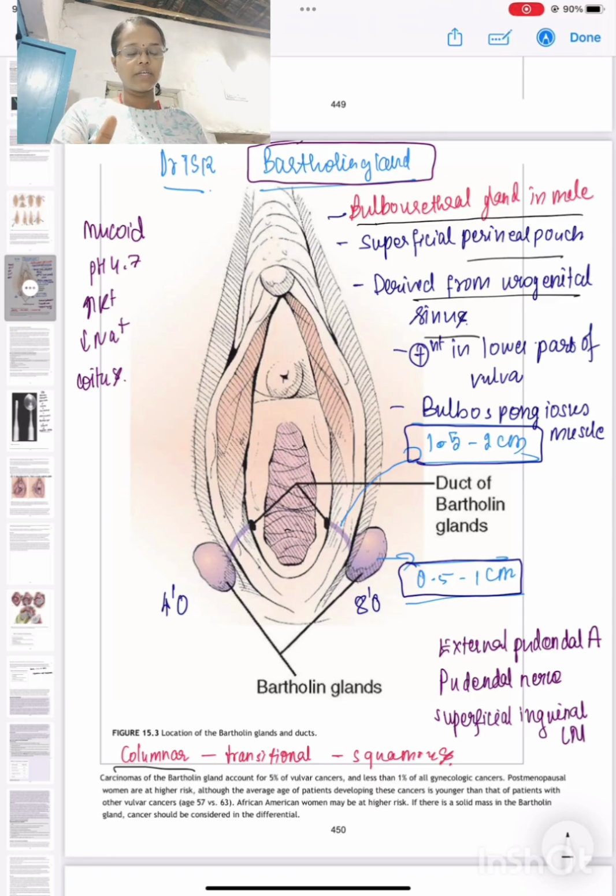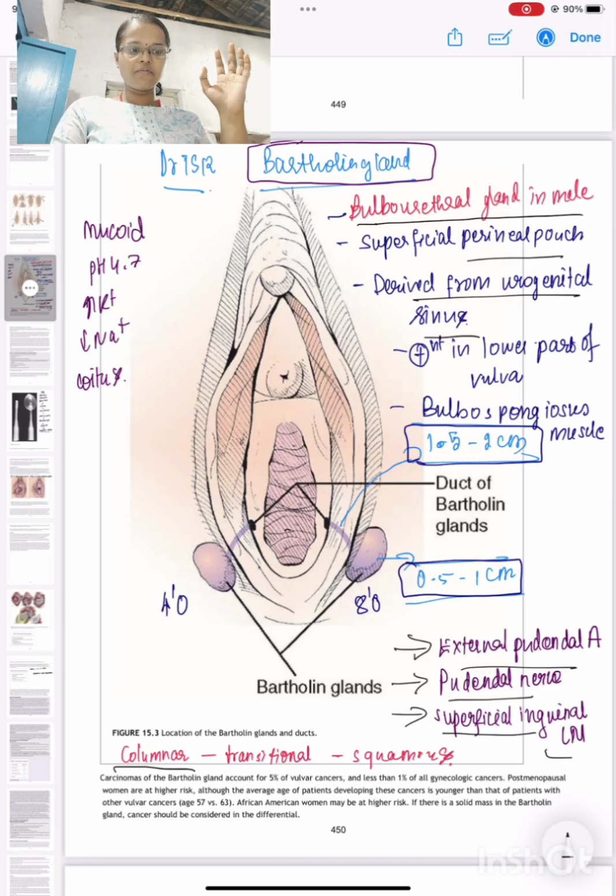secretion and the embryology. When it comes to blood supply, it is supplied from external pudendal artery and nerve supply from pudendal nerve, and the lymph node drainage is by superficial inguinal group of lymph nodes. The Bartholin gland is for exam purpose for both UG and PG. It is just a 3 or 5 mark question. So you should start from the anatomy, physiology, and even the blood supply, nerve supply, and lymphatics.